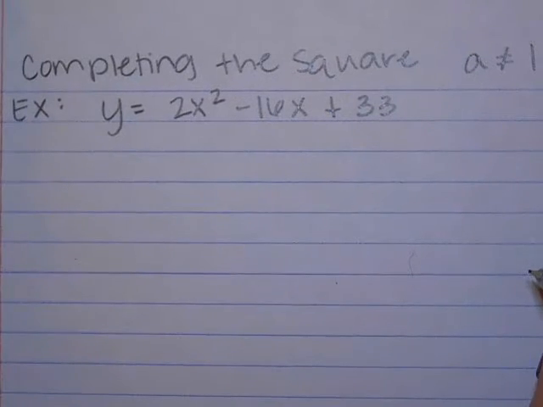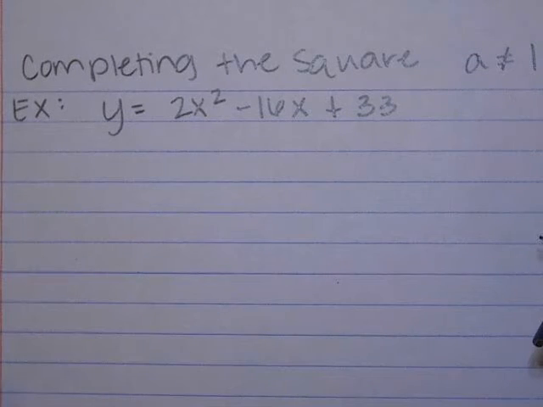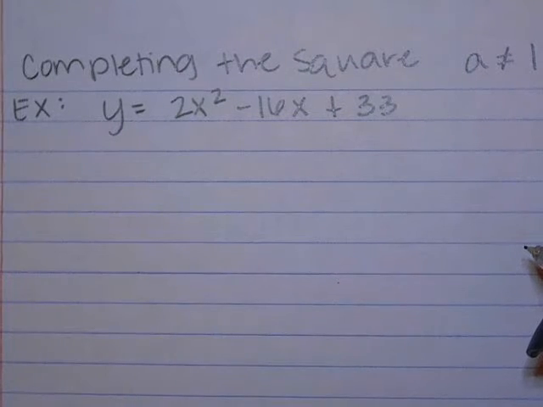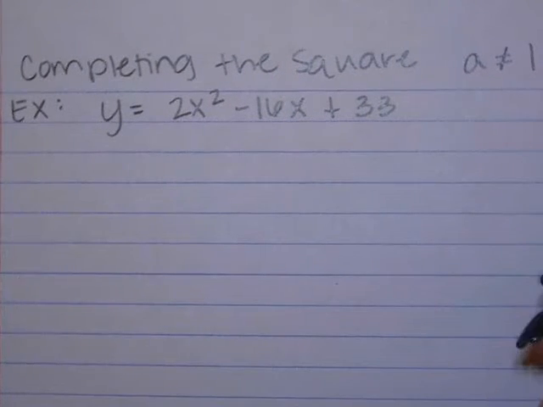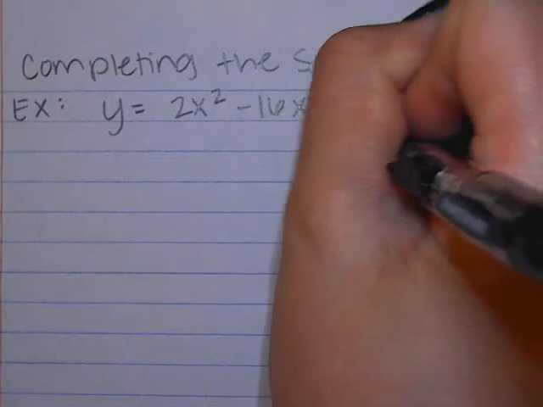You cannot slide divide. So sorry. So what we're going to do to start with is we're going to move the 33 over, just like before. So first step is exactly the same. Move the 33 over.